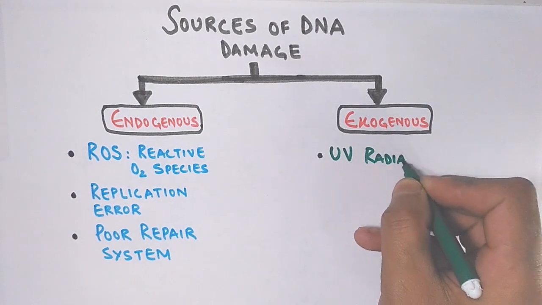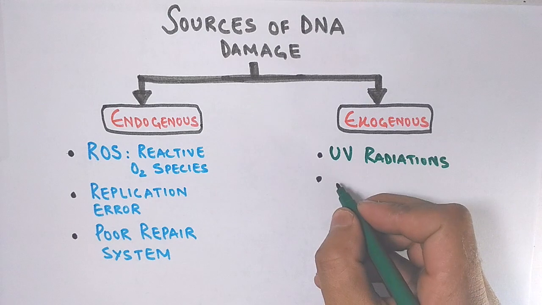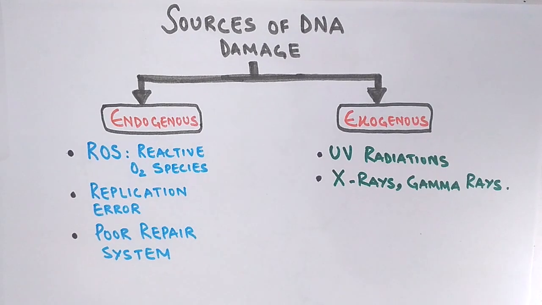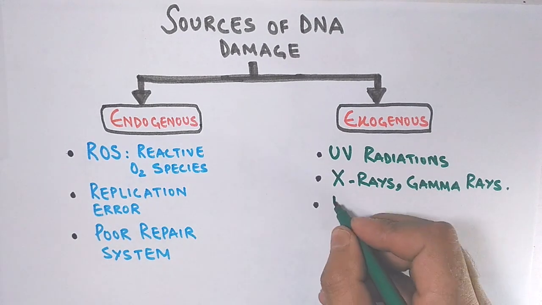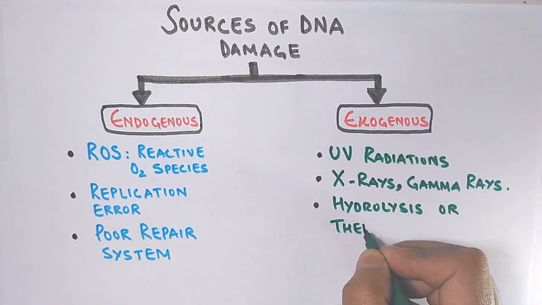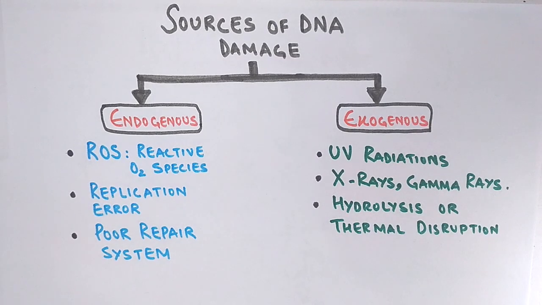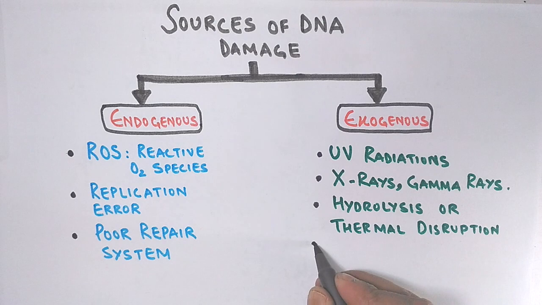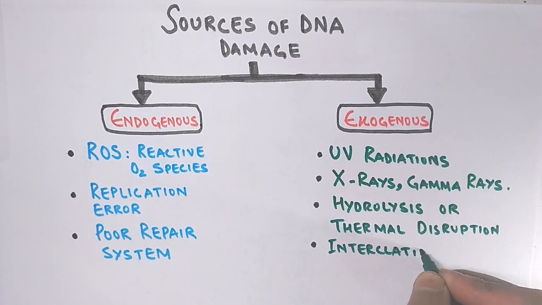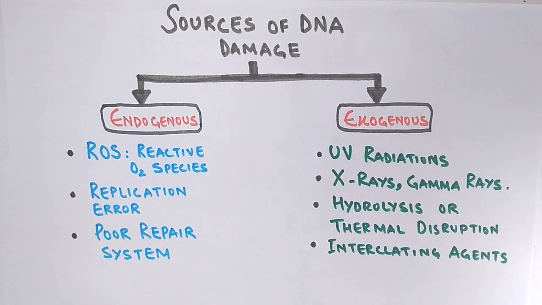We see ultraviolet exposure is an exogenous source. Ionizing radiations, X-rays, gamma rays, and other ionizing radiations are also exogenous sources. Hydrolysis of DNA, thermal disruption of DNA, and intercalating agents also tend to damage the DNA at a greater level. And there are also external biological agents like viruses which can damage the DNA. So these are some ways by which DNA is damaged.